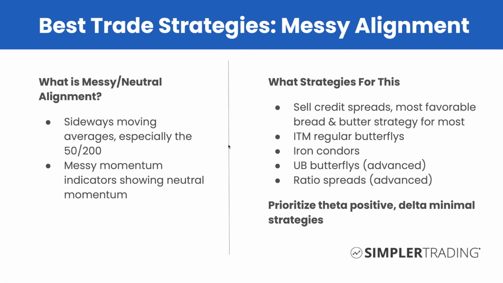When you have messy alignment, you want to prioritize theta positive, delta minimal strategies because it's messy. As things get figured out, as it chops around in a box, you want to be able to take advantage of that, and you do that by having a very high theta exposure with minimal delta exposures.